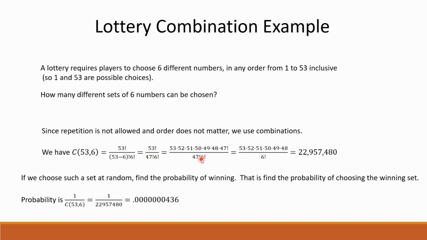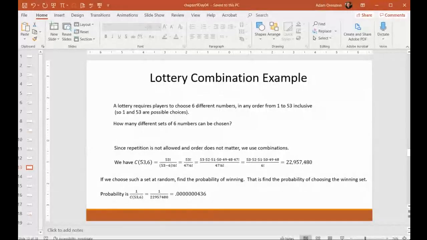So what's the probability of winning? Well, you have to get the winning set, right? There's only one winning set. So the probability is this, like so. That's pretty darn low. That's what a lottery example is.